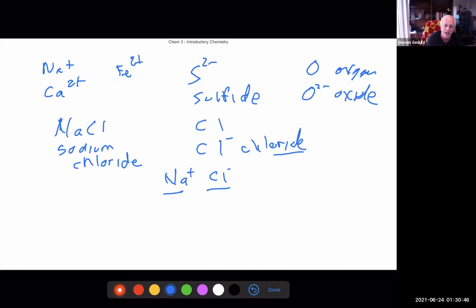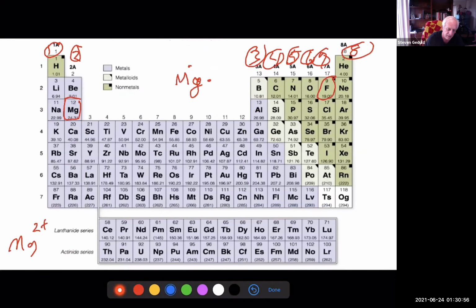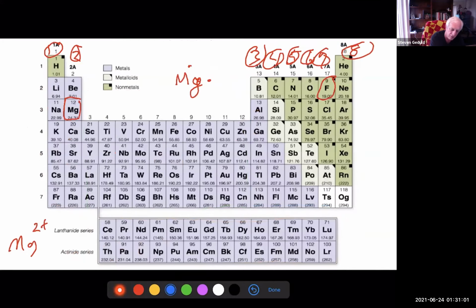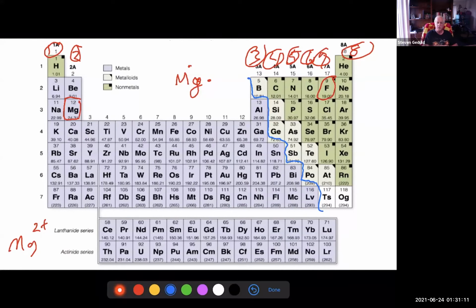These are what are called ionic compounds. Ionic compounds means you're combining a metal and a non-metal. Remember your periodic table. Everything to the left of the blue line that I drew is a metal, which means it will have a positive charge. It's a cation. Everything to the right of that line is a non-metal, which means it will have a negative charge.